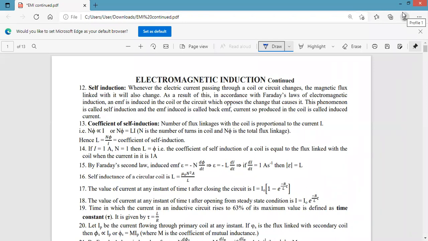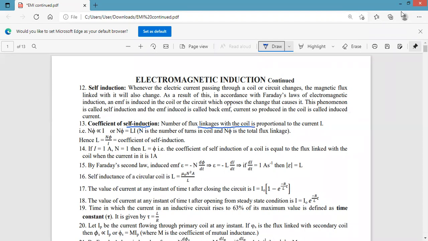Self-induction. Whenever the electric current passing through the coil or circuit changes, the magnetic flux linked with it will also change. As a result, in accordance with Faraday's laws of electromagnetic induction, an EMF is induced in the coil, and that EMF opposes the cause that produces it. This phenomenon is called self-induction, and the EMF induced is called back EMF. The EMF induced is called what? Back EMF.